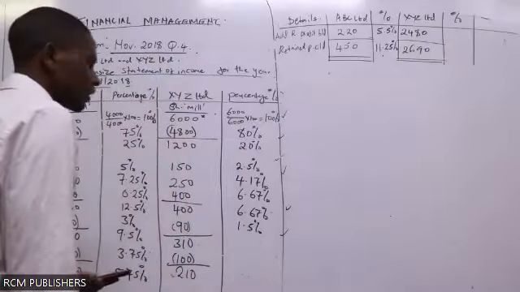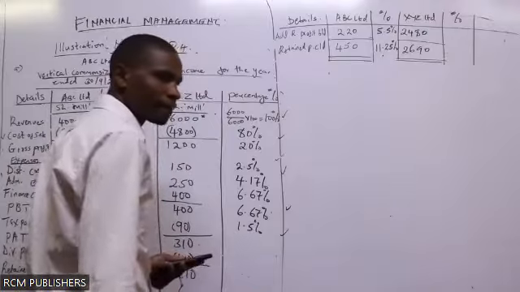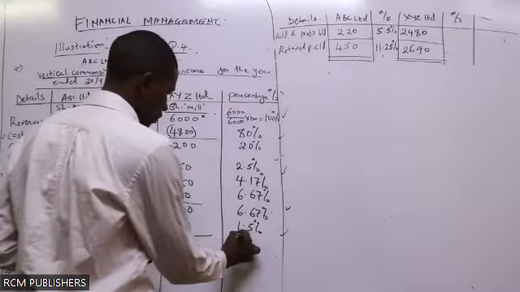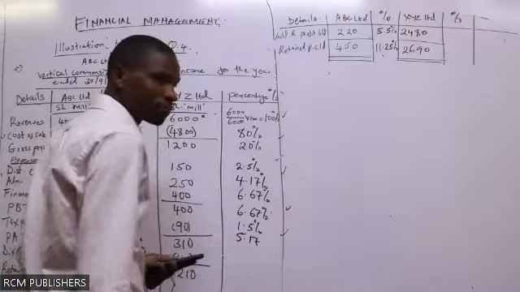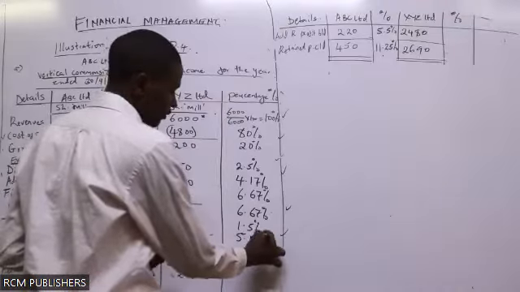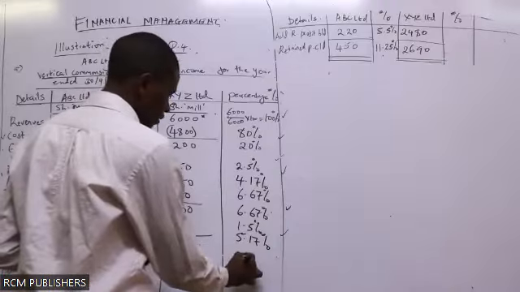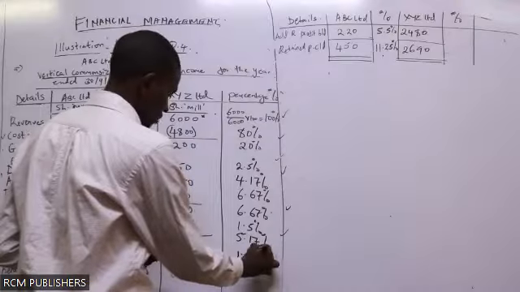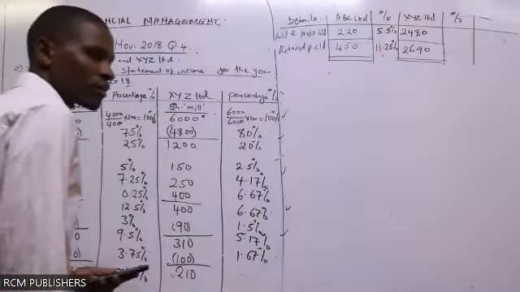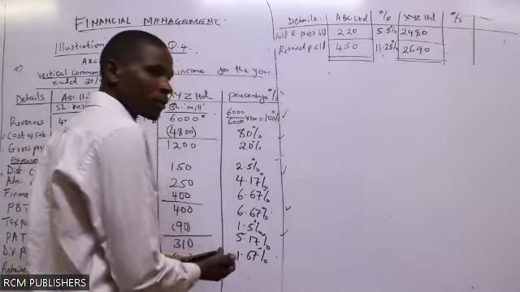310 inakuwa ngapi? 5.17. Next one inakuwa 100 as a percentage. Next one, 1.67%. Then 210, 110. 3.5.